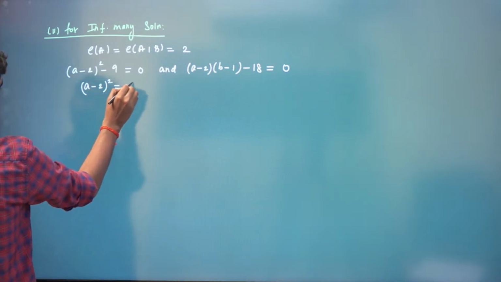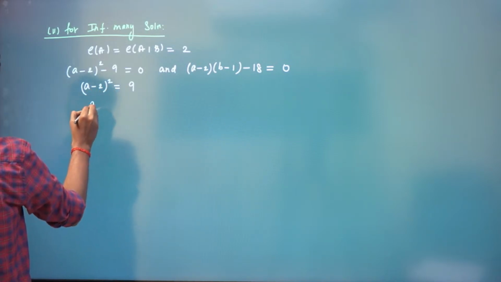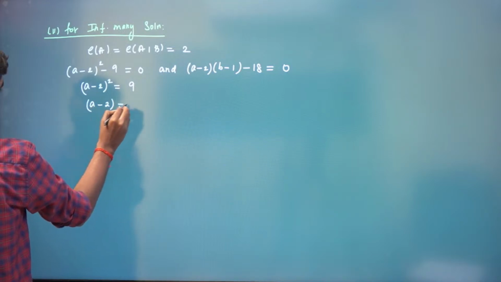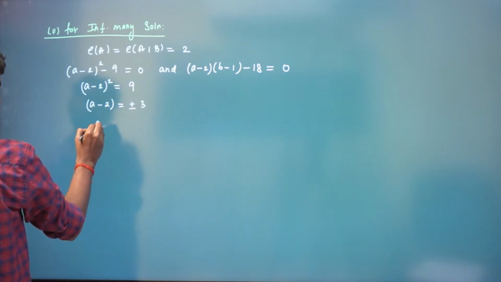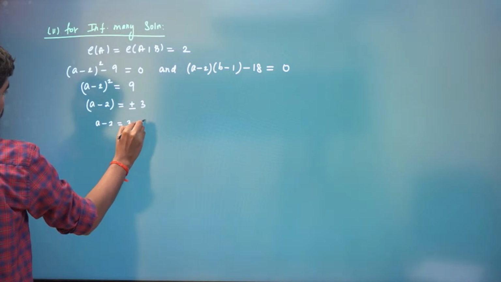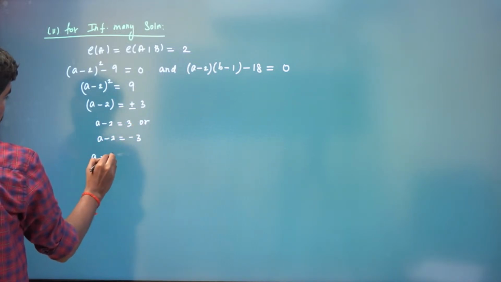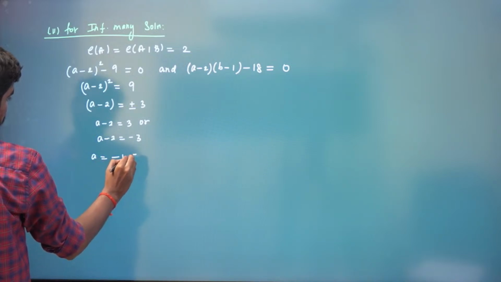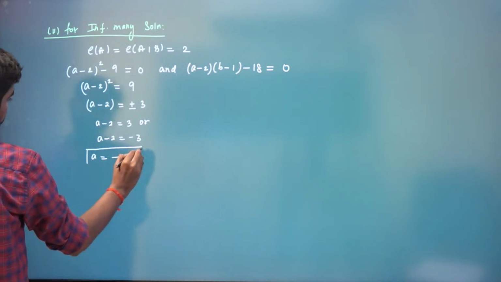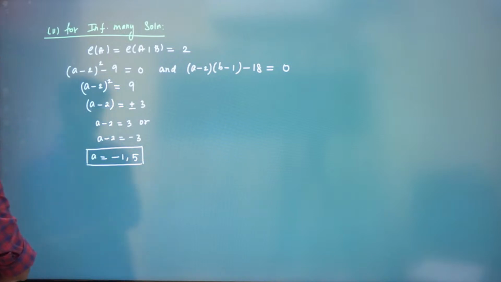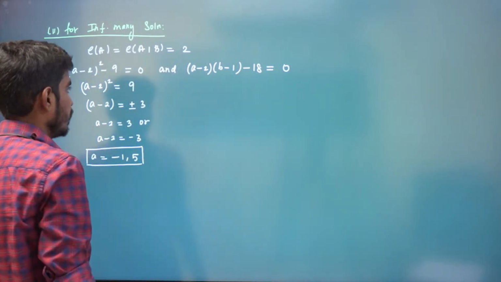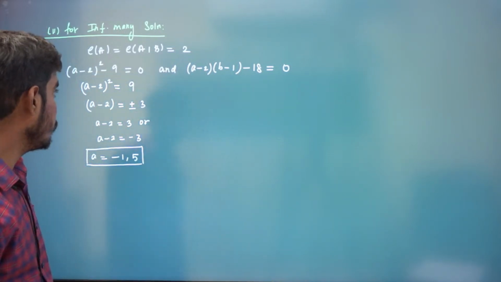(A minus 2) whole square is 9. That means A minus 2 is plus or minus 3. It means A minus 2 is equal to 3 or A minus 2 is equal to minus 3. That means A is equal to minus 1 or 5. So A has to be minus 1 comma 5 and we have to find B, right?